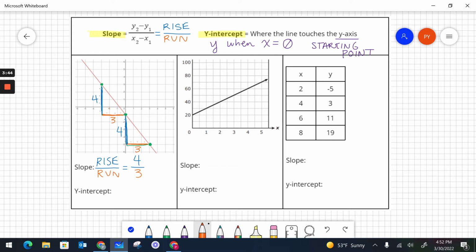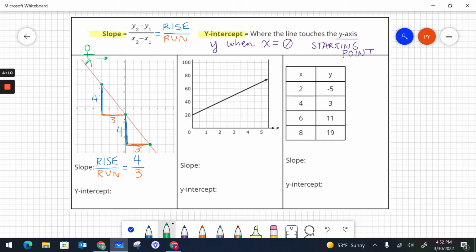The last thing I need to check with my slope is if it's positive or negative. The way that I can do that is if I imagine that there's a little person standing on the left side of this line. Right, I just drew that person in. And that person is going to walk to the right. If that person walks uphill, it's a positive slope. If that person walks downhill, it's going to be a negative slope.